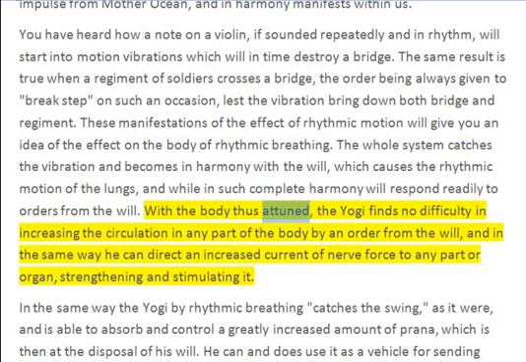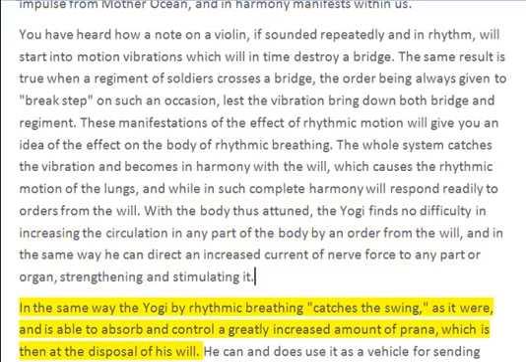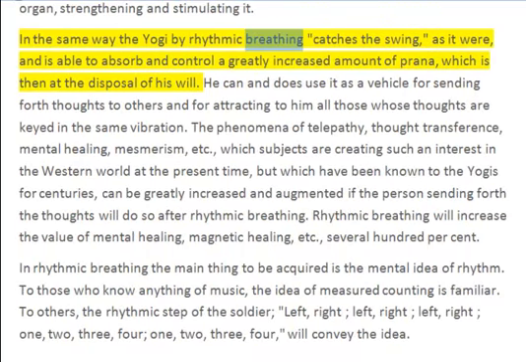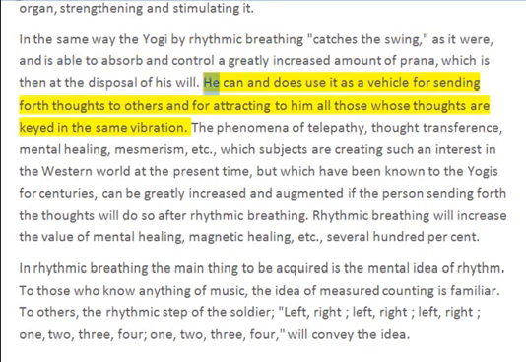With the body thus attuned, the yogi finds no difficulty in increasing the circulation in any part of the body by an order from the will, and in the same way he can direct an increased current of nerve force to any part or organ, strengthening and stimulating it. In the same way the yogi by rhythmic breathing catches the swing, as it were, and is able to absorb and control a greatly increased amount of prana, which is then at the disposal of his will. He can and does use it as a vehicle for sending forth thoughts to others and for attracting to him all those whose thoughts are keyed in the same vibration.